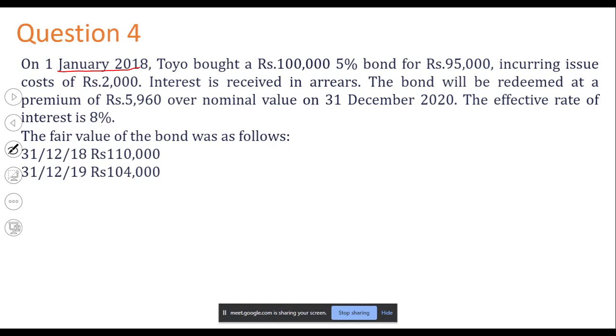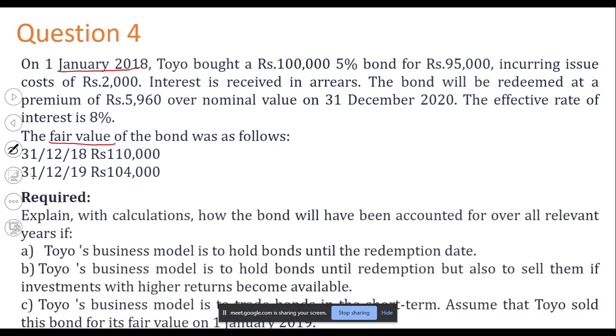The bond will be redeemed at a premium of 5,960 over the nominal value on 31st December 2020. The effective rate of interest is 8%. Also, it has given us the fair value of these instruments at year 1 and year 2. We'll see why they have given that. Okay, now the first part of the question.